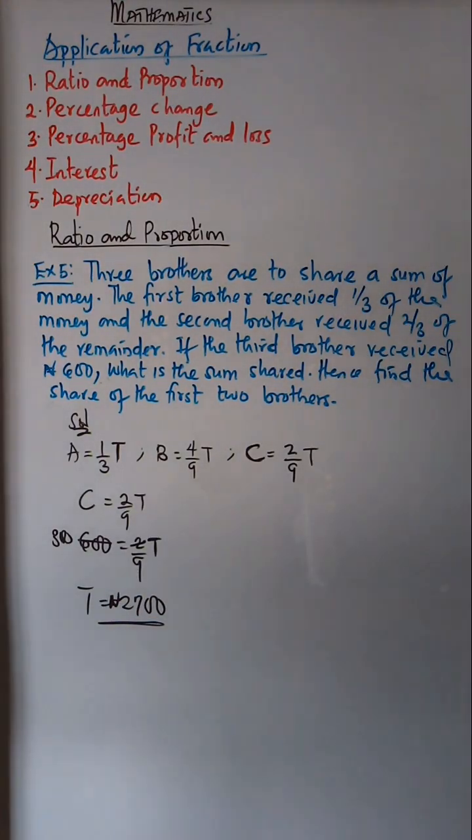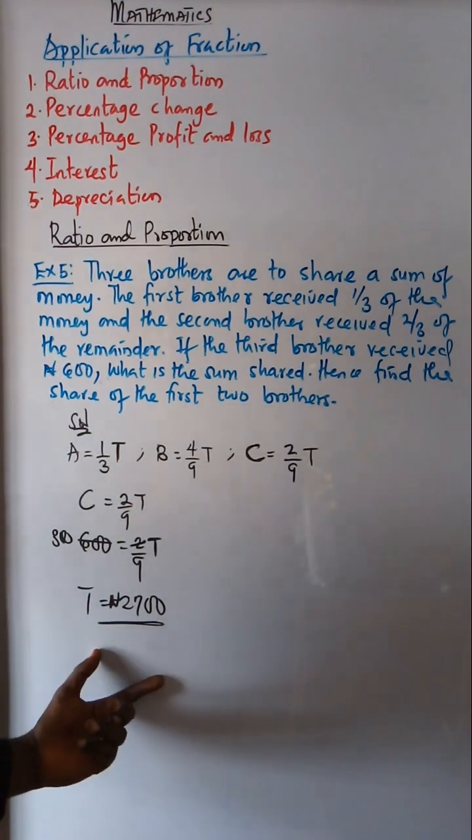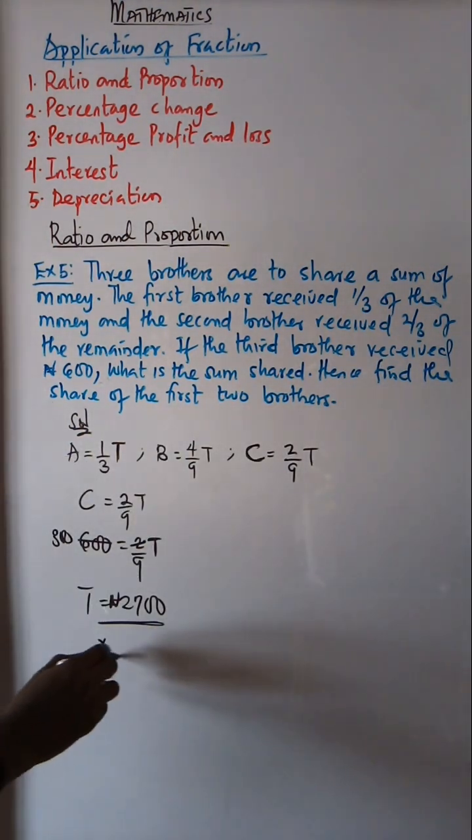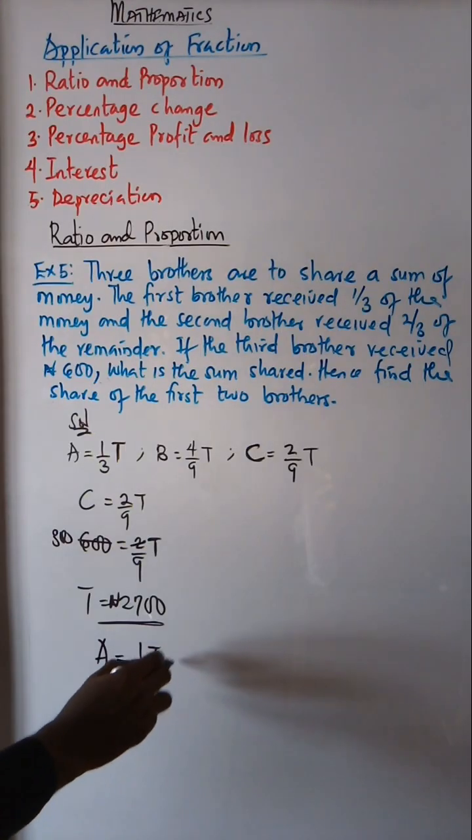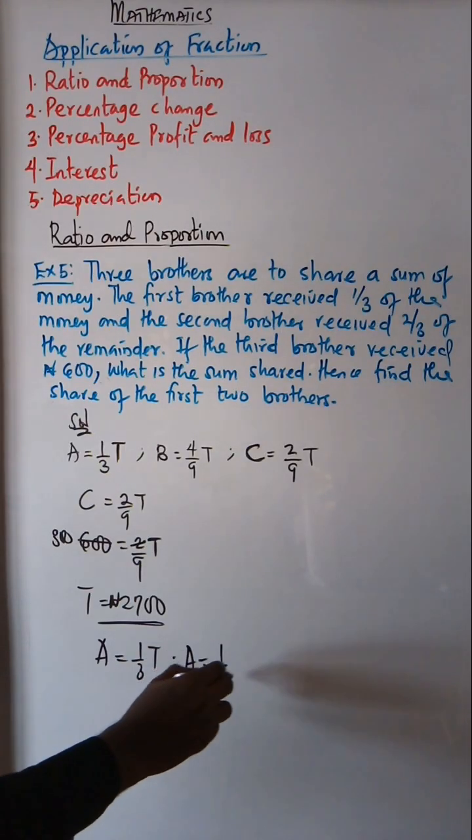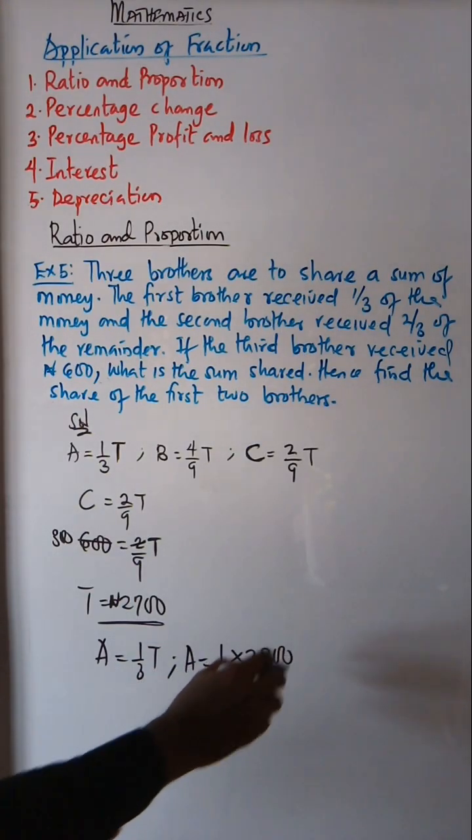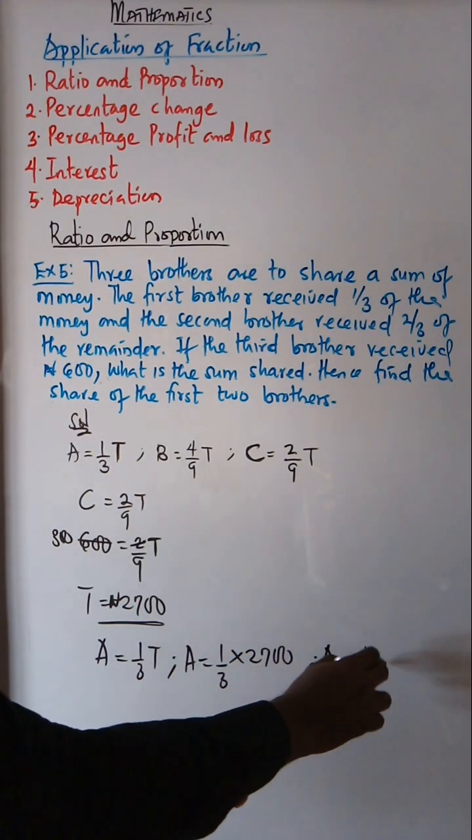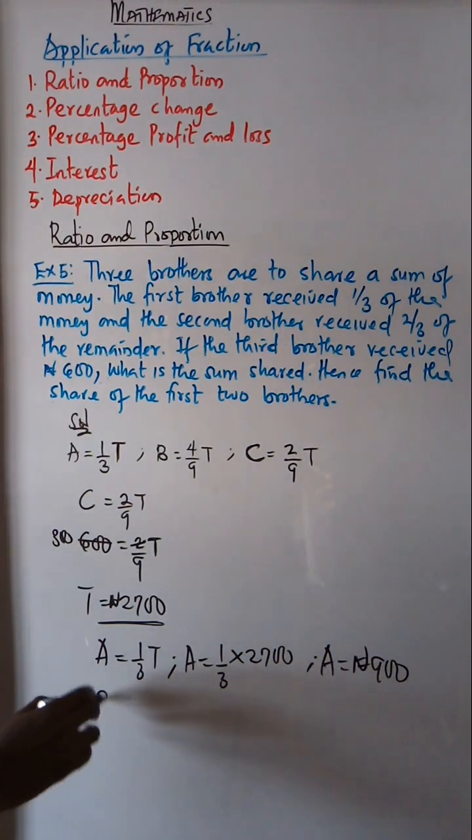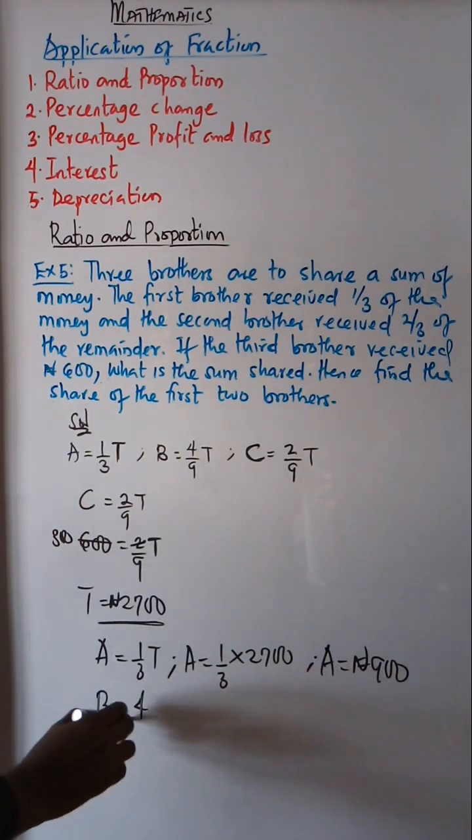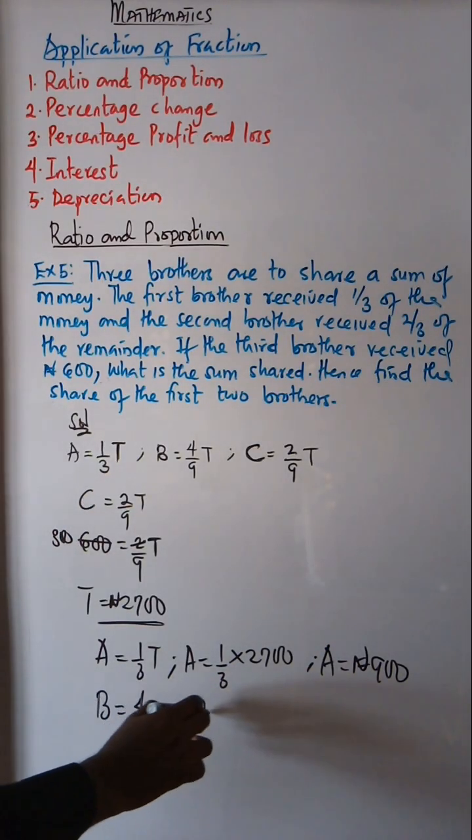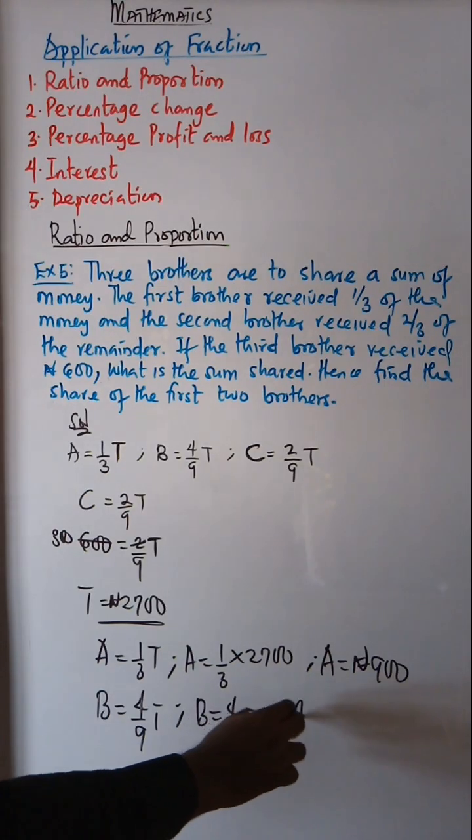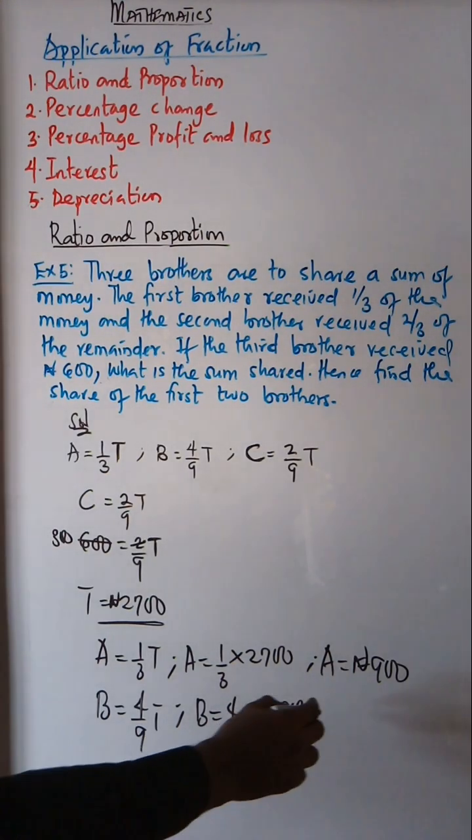Then we are asked to find the share of the first two brothers. The first brother is A. A will take 1/3 of T, and T is 2,700. 1/3 of 2,700 is 900, so the first brother will receive 900 naira. Then the second brother is taking 4/9 of 2,700. 2,700 divided by 9 is 300, and 300 times 4 is 1,200. So that's what?